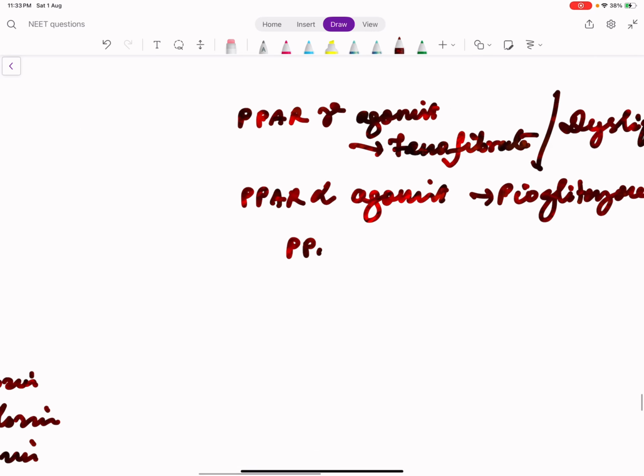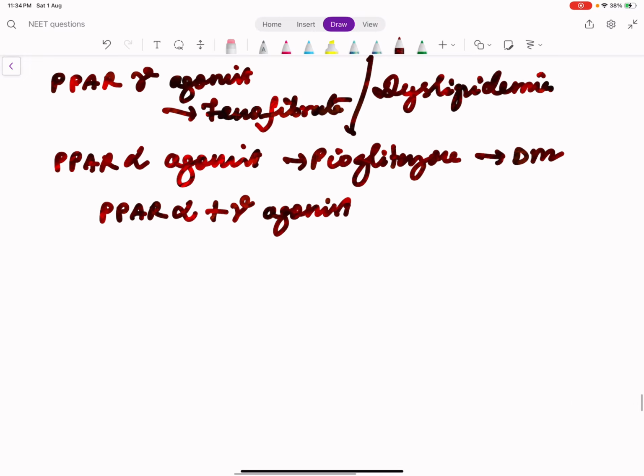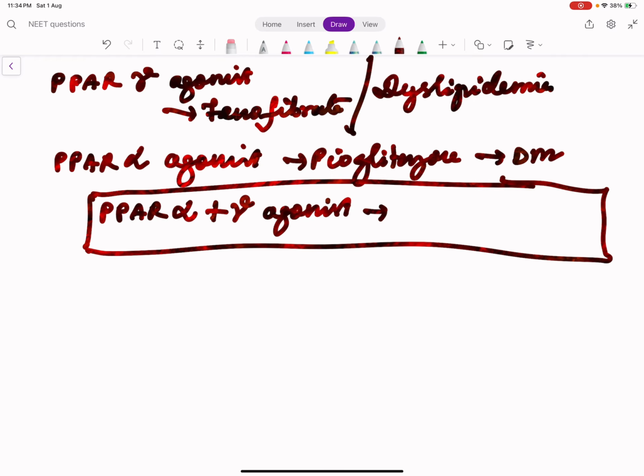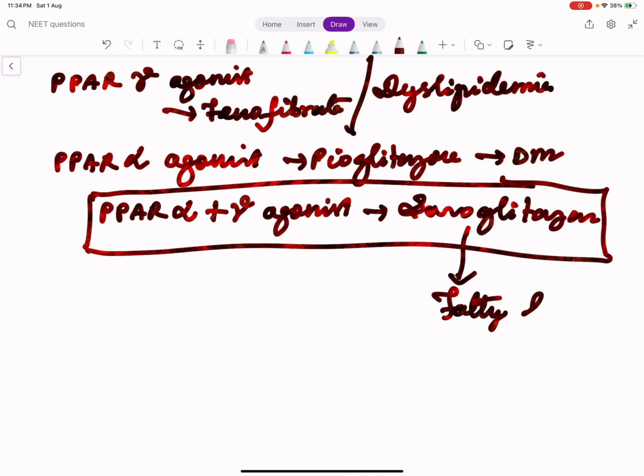We have a combined PPAR alpha and gamma agonist. PPAR is peroxisome proliferator activated receptor. It is something which acts at the cellular level. The PPAR alpha plus gamma agonist is saroglitazar. It can be used in diabetes, it can be used in dyslipidemia. Commonly it is used in fatty liver.